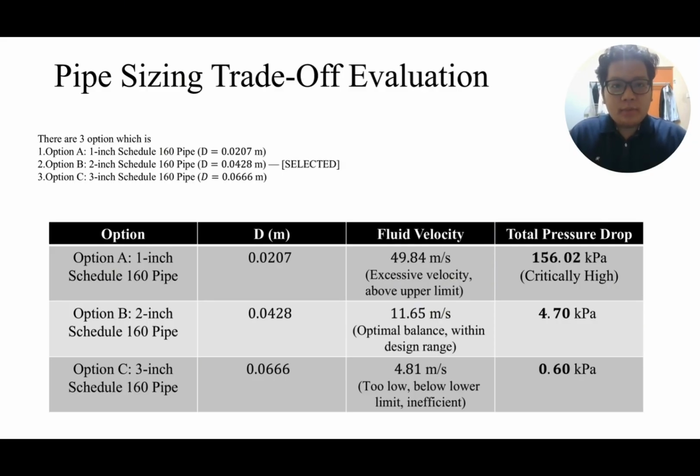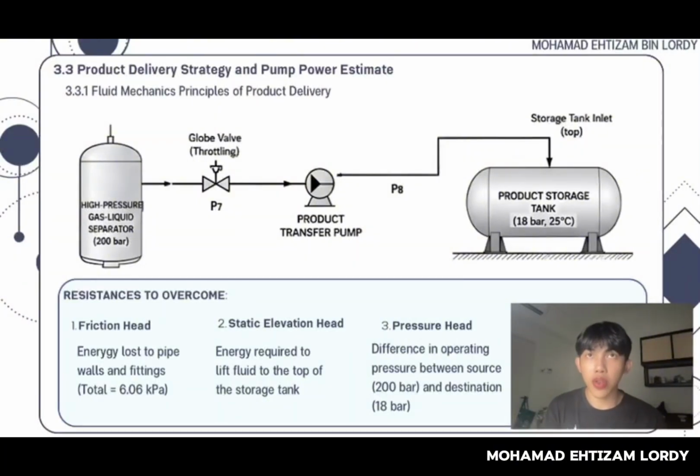The 2-inch pipe was selected as it has optimal fluid velocity and fairly efficient pressure drop. Our final product, liquid ammonia stream S9, travels from the separator at 200 bar down to a storage tank at 18 bar. Using the extended Bernoulli equation, we accounted for friction head, elevation head, and pressure head.